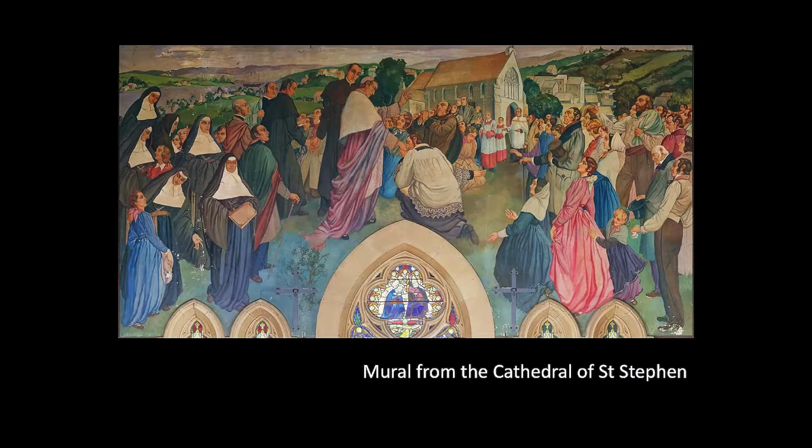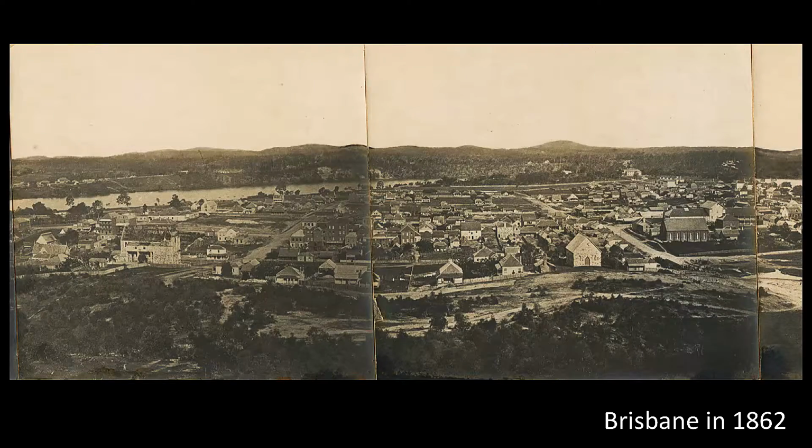So this is a mural that was painted on the wall of St Stephen's Cathedral, depicting the arrival of the bishop, the priests, and the 6 Sisters of Mercy there on the side. The St Stephen's Church or Cathedral building is in the background there as well. So that was a life-size mural, life-size figures, and it was sandblasted off the wall during the restoration of St Stephen's in 1988. This is Brisbane in 1862.